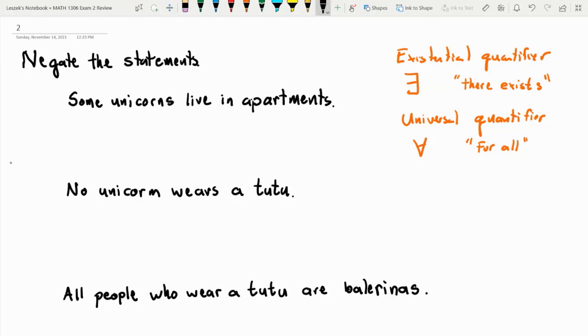So you can say the negation is all unicorns live in some place which is not an apartment.